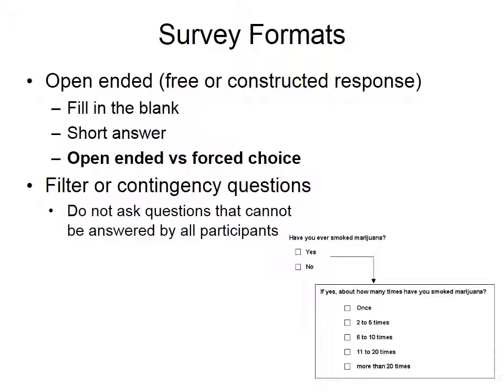Survey formats also vary in whether items are, instead of forced choice, open-ended. That includes fill in the blank and short answer, and generally speaking, there are advantages and disadvantages to open-ended versus forced choice. The advantage to open-ended is that it allows for detailed responses. You can get more information, and often you don't have to worry about coming up with an exhaustive, mutually exclusive list of options, because you're not providing the options, the respondent is. The downside is that they're harder to code, and you need experts to actually grade the information people are providing.